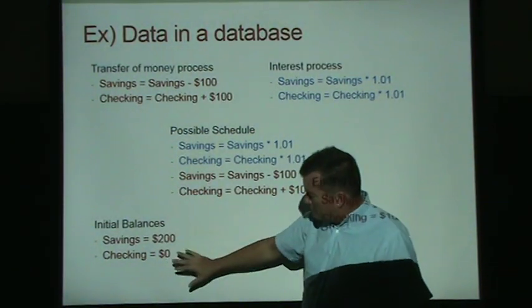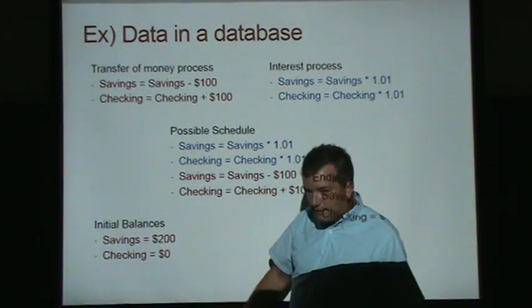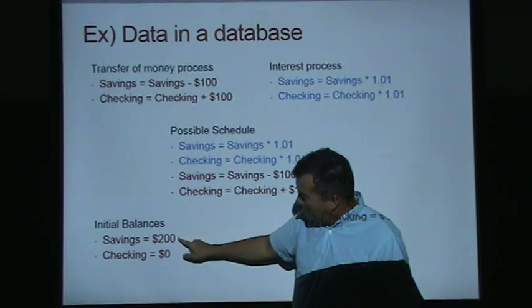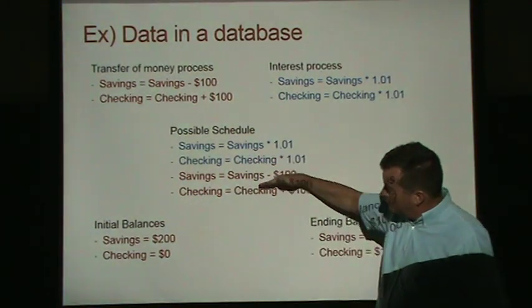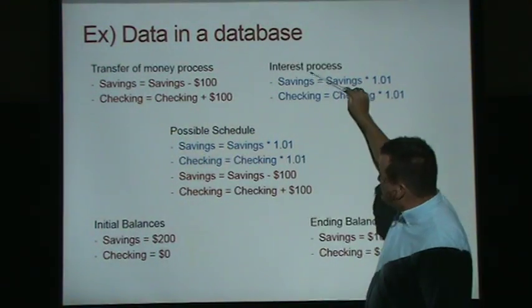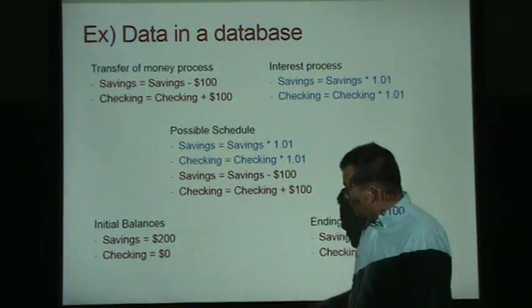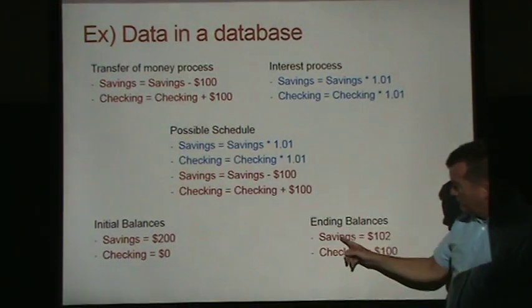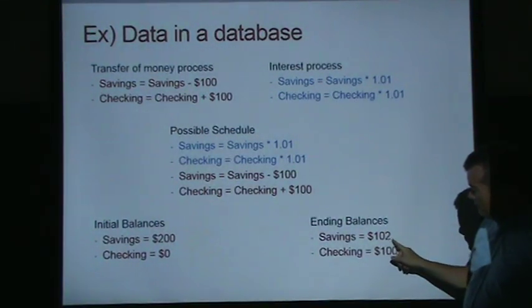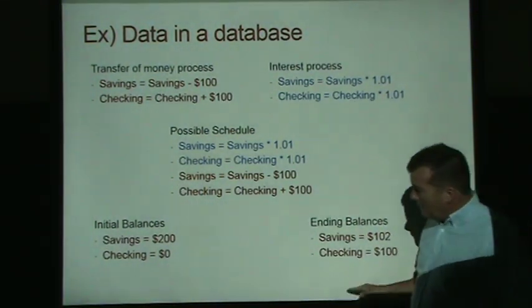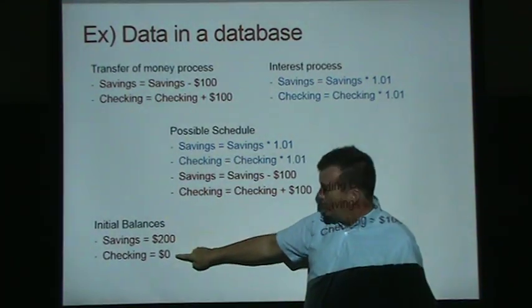So once again, if you started with $200 in savings and $0 in checking, by the time these two transactions completed, this one going first and this one going second, your results would be, you'd have $102 in savings and $100 in checking. The reason why you have the $2 in savings is because at the time the interest was given, you had $200 there and $0 here.